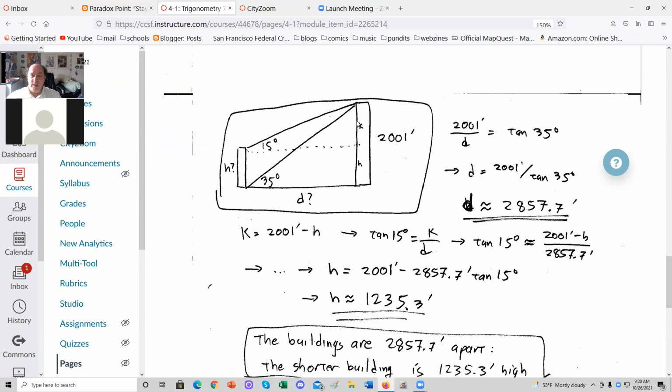Starting with this over this, 2001 over D, that's opposite over adjacent of 35 degrees. So 2001 feet over D equals tangent of 35 degrees. Now, flipping upside down and transposing, D equals 2001 feet over tan 35 degrees, or about 2857.7 feet.